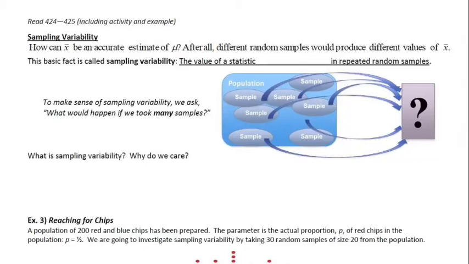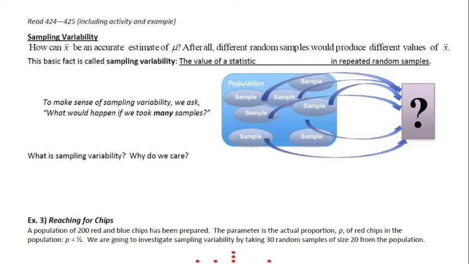This is the second part of our 7.1 What is a Sampling Distribution notes. We're going to start with sampling variability here. It says, how can x bar be an accurate estimate of mu? In other words, how can our sample mean be an accurate estimate of what the population mean might be?